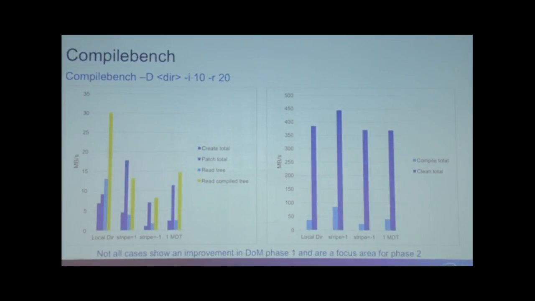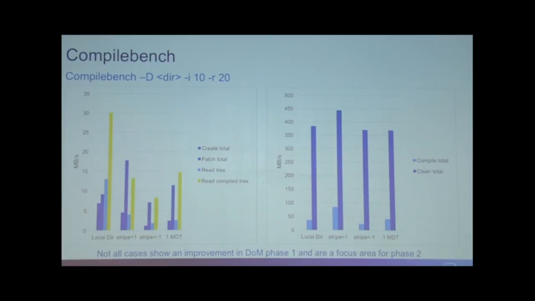Now we've included the Compilebench results here, and the graph changed a bit. What we're comparing now is local directory striping, single stripe, -1 striping, and then the DOM file. We include it because out of the box in phase 1, not all cases show an immediate improvement with Data-on-MDT. Talking with Mike about this, what's likely going on is the expense we're paying in the file creation that we talked about earlier in the presentation.